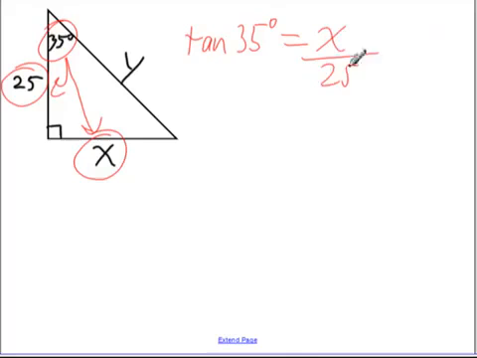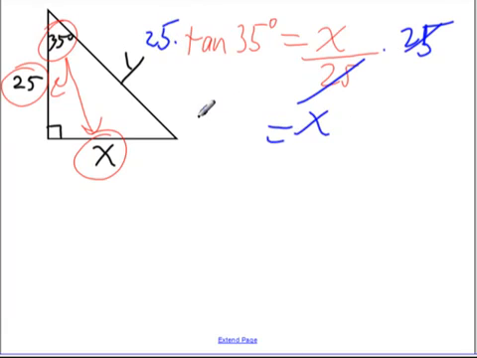So how do we solve that? We want to get x by itself. This is just basic algebra 1 here. x divided by 25, so we're going to multiply both sides by 25 to cancel that out. And so we get 25 times the tangent of 35. And now we're just going to plug that in our calculator.